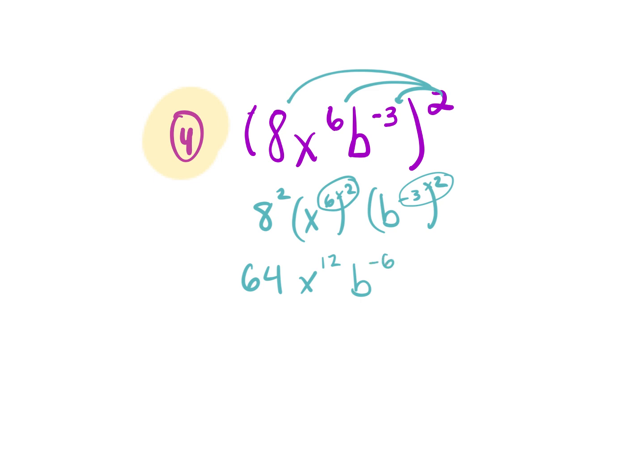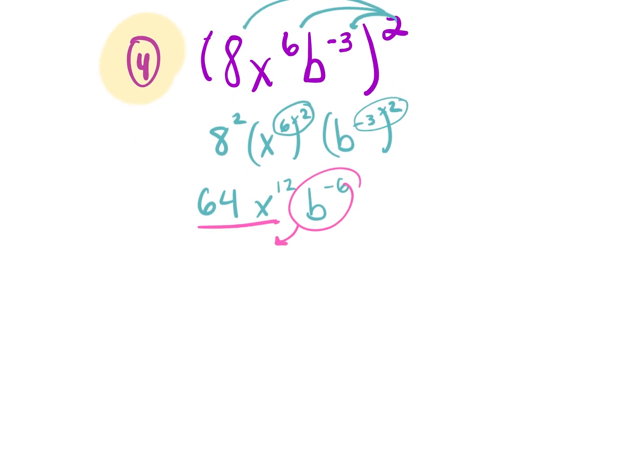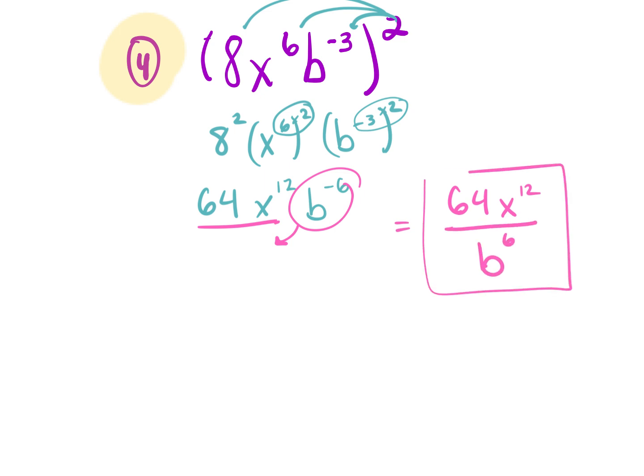Now we can't leave negative exponents in our answer, so what would I do to make that a positive exponent? We move it to the bottom. So I'm going to turn this into a fraction. Any negative exponent gets moved to the bottom, and the exponent turns positive. So this would be 64x to the 12th power over b to the 6th power. Perfect. And when we move it to the bottom, it turns to a positive exponent. So the exponent changes signs when you move it.